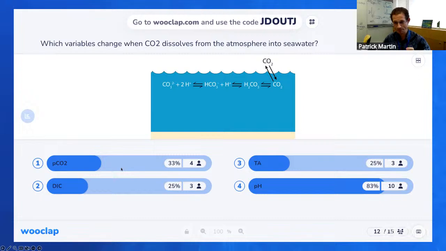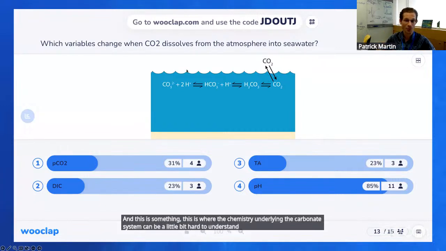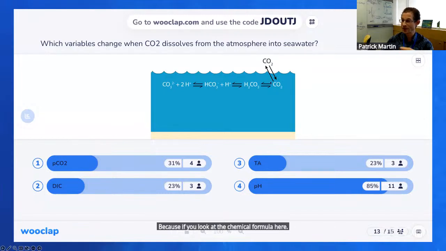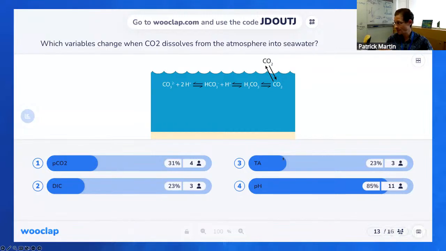And this is where the chemistry underlying the carbonate system can be a little bit hard to understand when you first start working with this. Because if you look at the chemical formula here, it's of course true that the dissolved CO2 can react with water to form carbonic acid, and the carbonic acid can then break apart to give you bicarbonate ions. So if we add more CO2, we will also increase the concentration of bicarbonate ions. And I think the reason why some of you responded that total alkalinity will go up is of course because bicarbonate is part of the alkalinity.